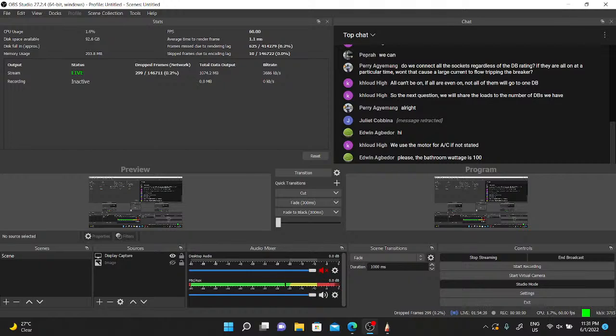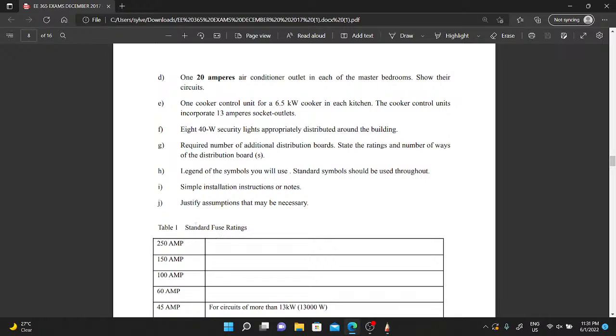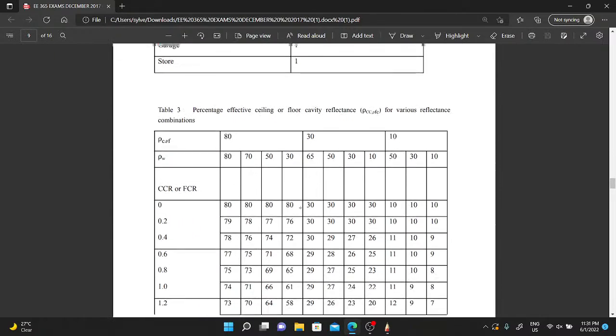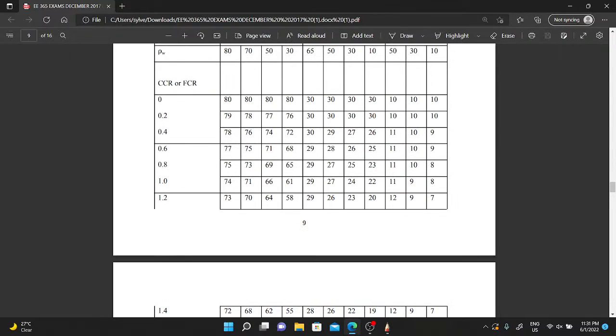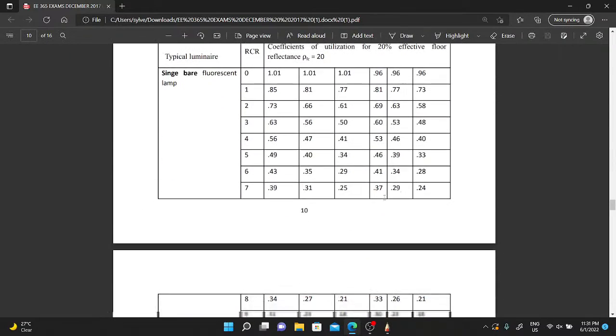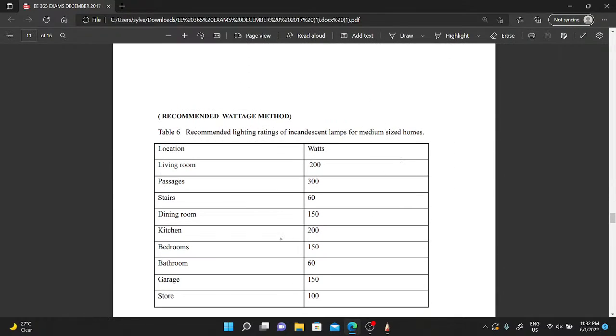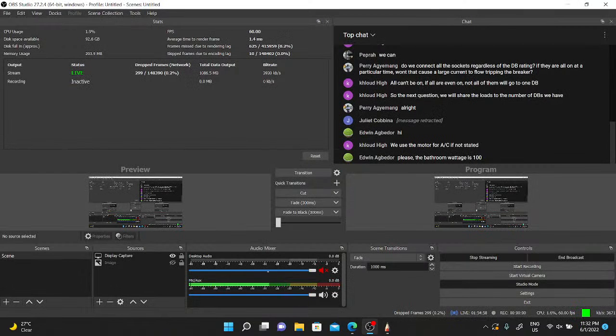Let me check something for the bathroom, the recommended wattage. For the bathroom, the recommended wattage is 60 watts, not 100. So please kindly check it well. It's 60.